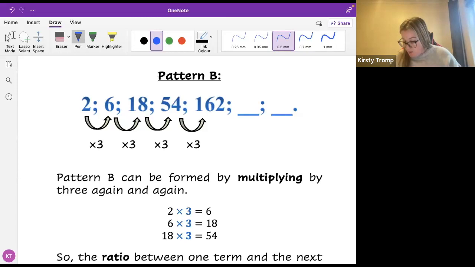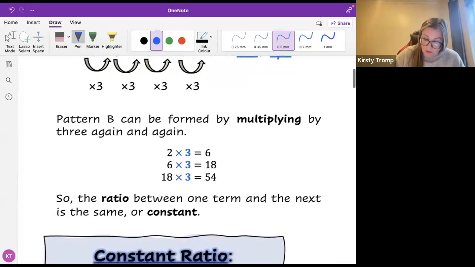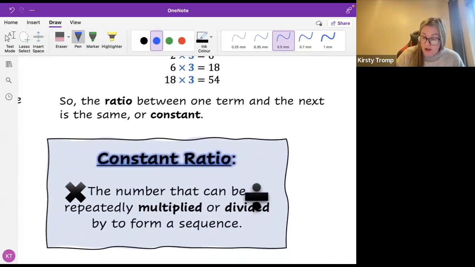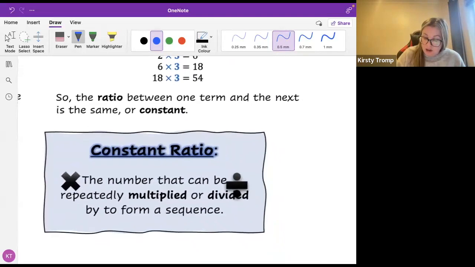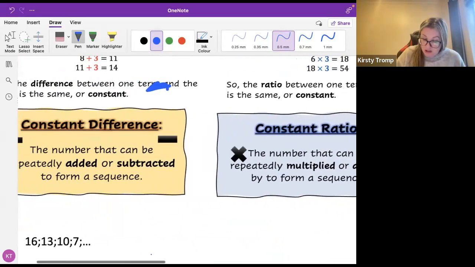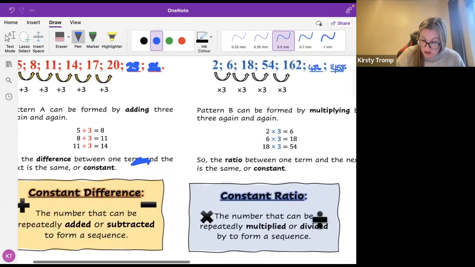And so like we saw last week, if we have to go say 162 times 3, we would get 486. And 486 times 3 gives me 1,458. Pattern B can be formed by multiplying by 3 again and again. So the ratio between one term and the next is the same, or constant. The number that can be repeatedly multiplied or divided by to form a sequence is what we call a constant ratio.